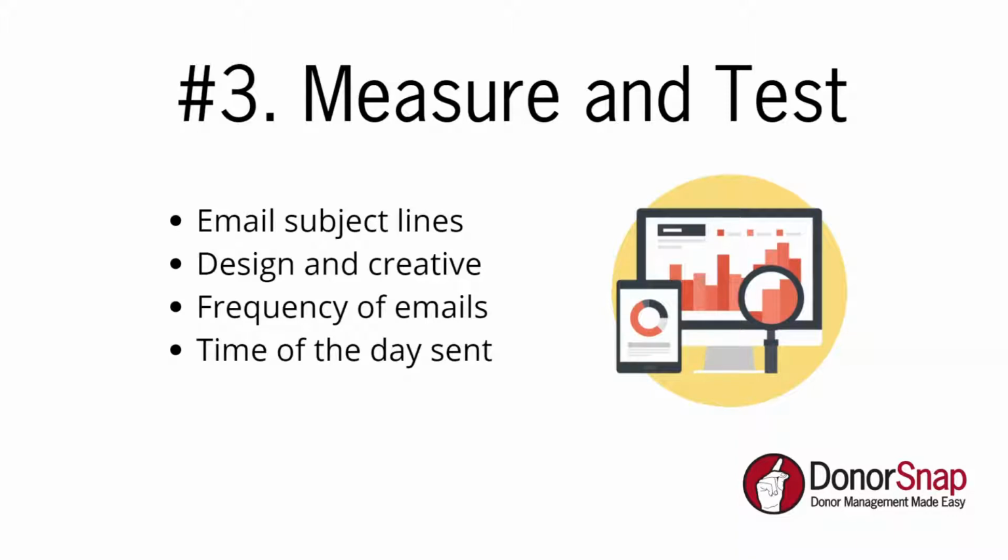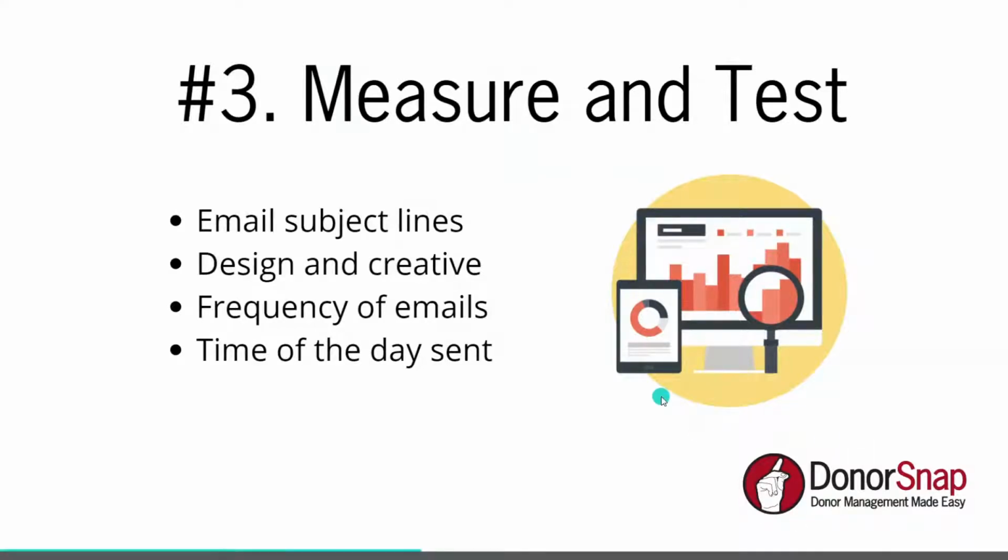So some things to measure and test could be like email subject lines, the design of the email, and what kind of creative you use in there. So the difference between using maybe images from people in your nonprofit as opposed to just maybe images of scenery might make a big difference. Frequency of emails. You obviously do not want to be bombarding people, but they do like to hear from you on a regular basis. So experiment with that, test that. And last, time of day sent. You can do lots of research online about when emails are most likely to be open. So that could be another element of your email outreach that you test.